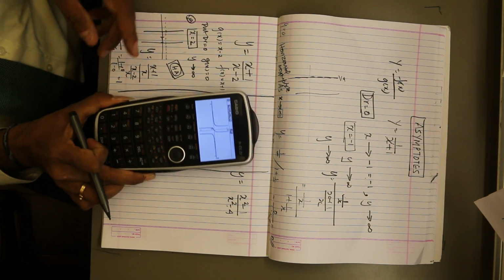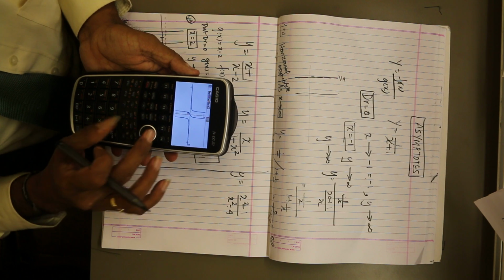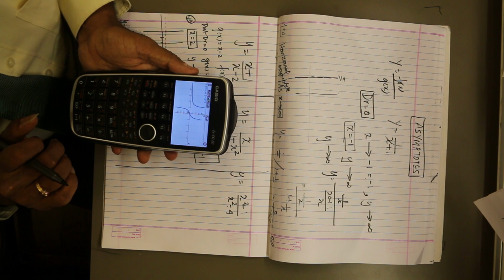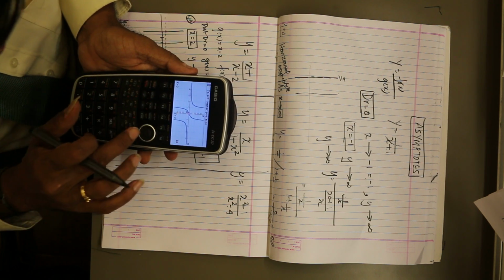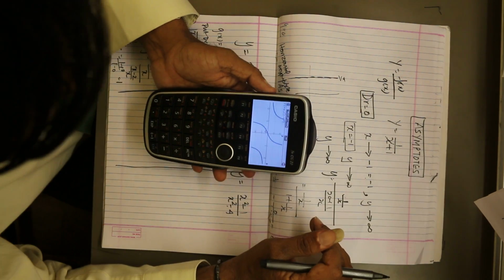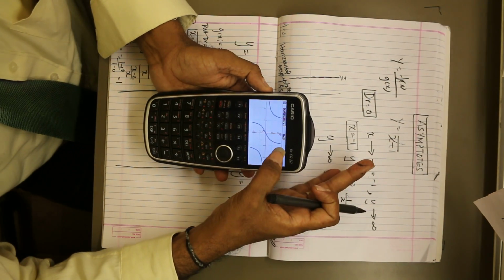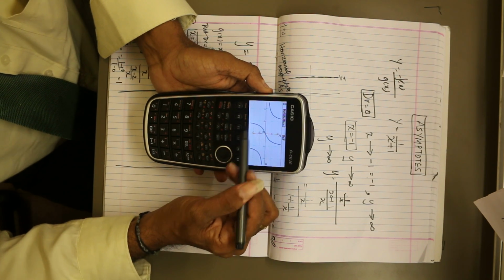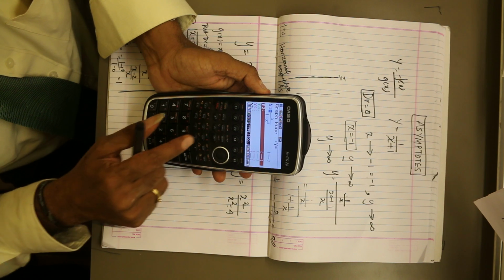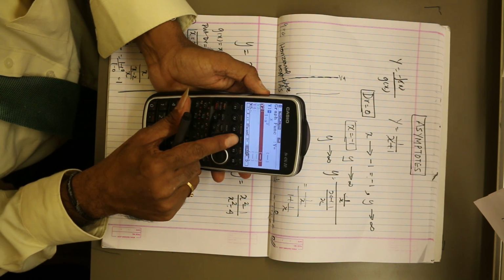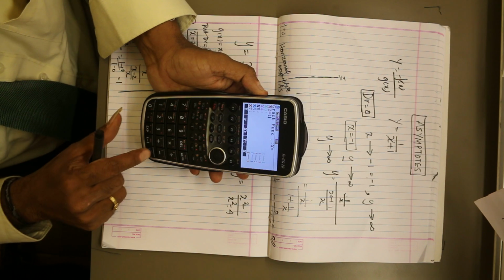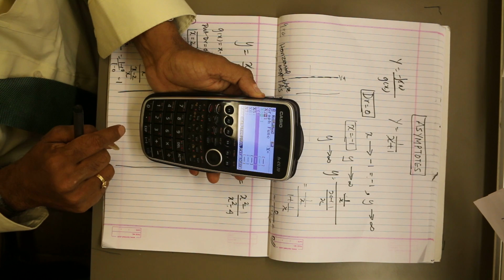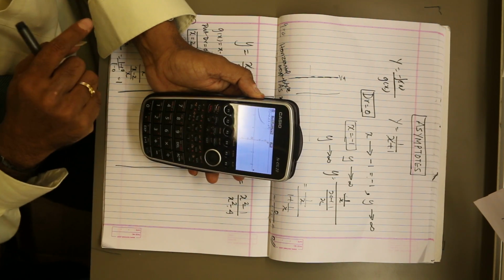See this. I'll zoom across and show it to you. I'll further zoom it. You will see x equals 1 is this line, and x equals minus 1 is this line. I can even show further. I'm plotting x equals 1 and x equals minus 1 in the calculator to show the asymptotes in the graph.